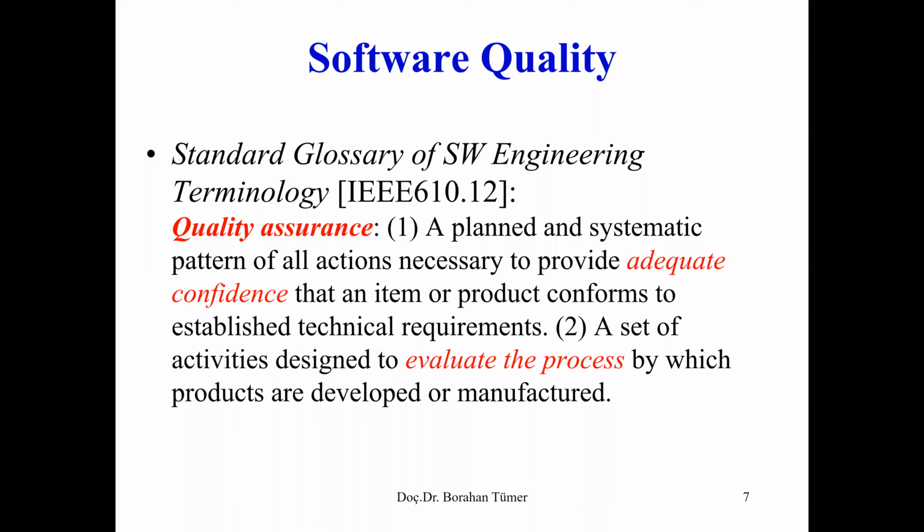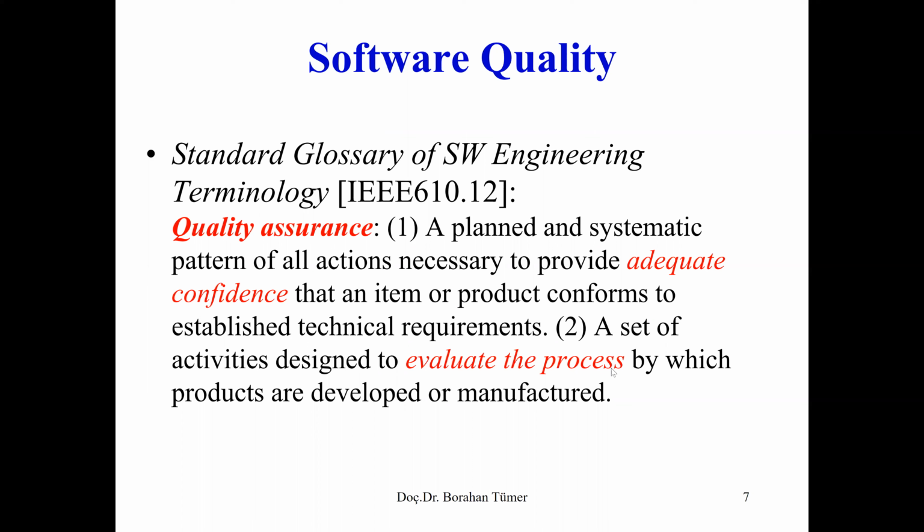And what does it give us? It provides adequate confidence for the customer that the item, the software product, conforms to established technical requirements, that it conforms to the requirements set in the specification. This is the first point of the quality assurance.